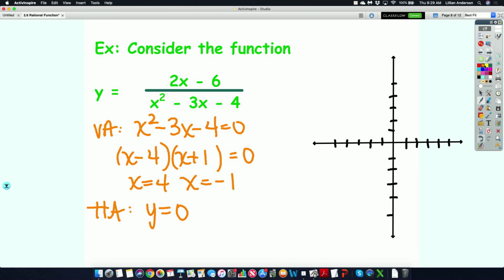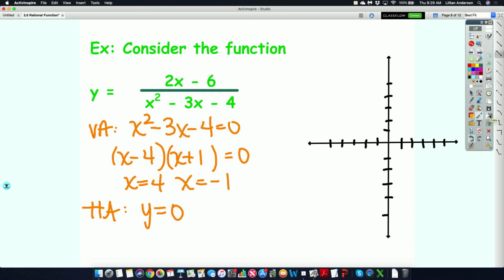So I have two vertical asymptotes at positive 4 and negative 1. How do vertical asymptotes look? They are dotted lines, dashed lines. Please make sure that they go through 4 and through negative 1. Okay?